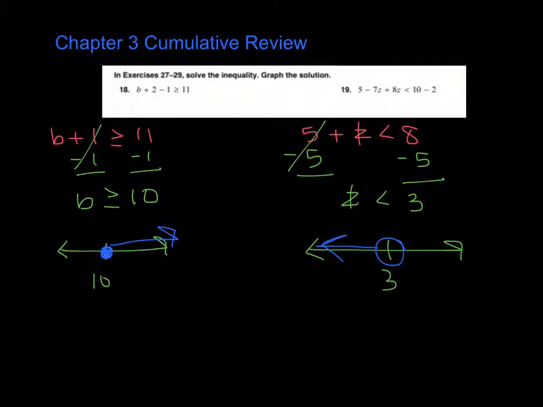So since this does not have the equal to, that's why this is an open circle. That's telling me that 3 is not part of my answer, but all the numbers to the left of 3 would work.